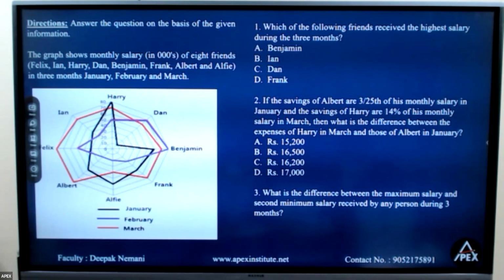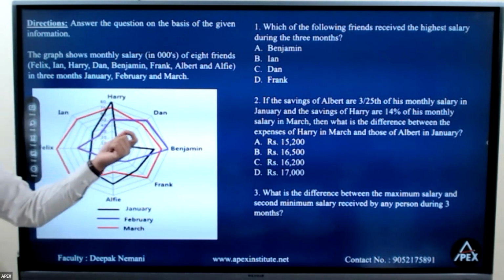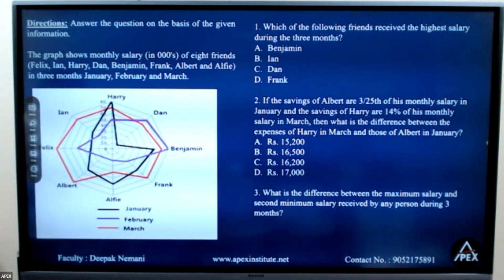Now the graph shows monthly salaries of 8 friends: Harry, Dan, Benjamin, Frank, Alfie, Albert, Felix and Leon. Okay, so in thousands. So under the salary, you know for how many months? 3 months: January, February, March. The data is understood. Now let's go to questions. Which of the following friends received the highest salary during 3 months? So what should we do?